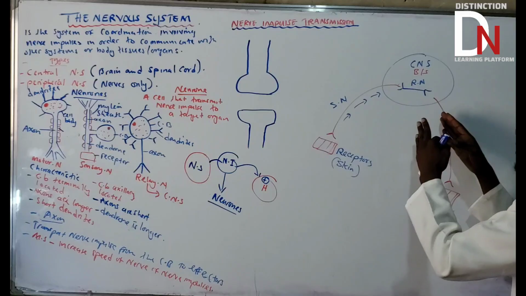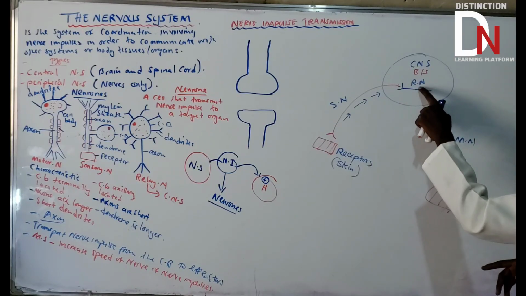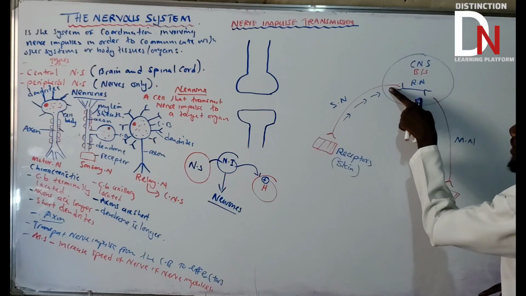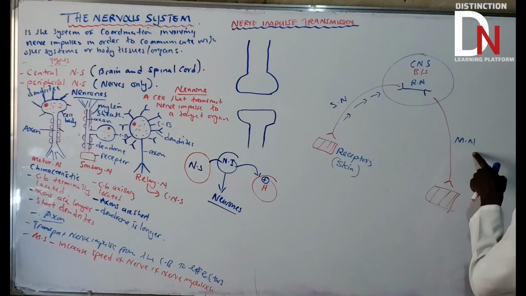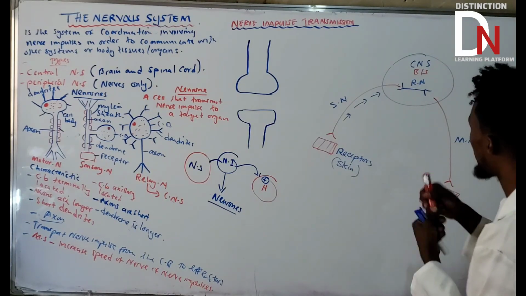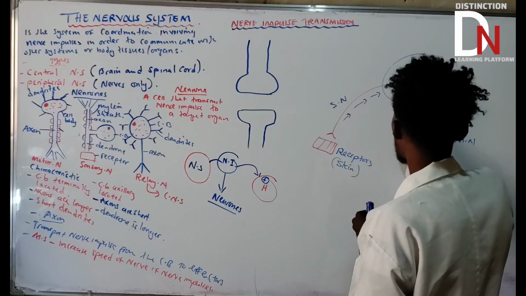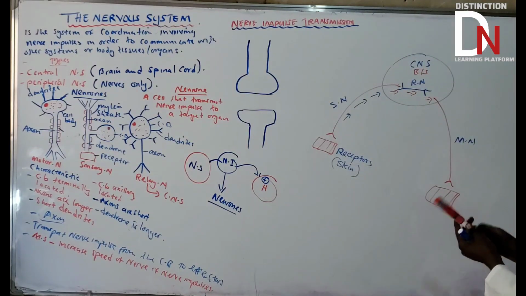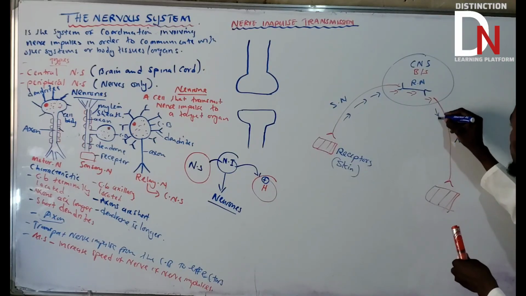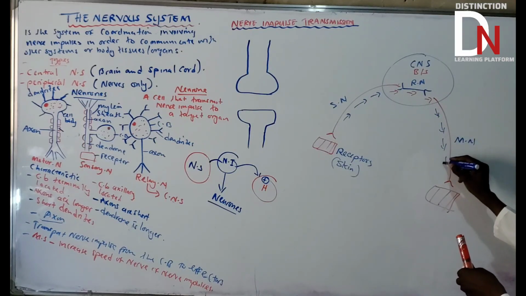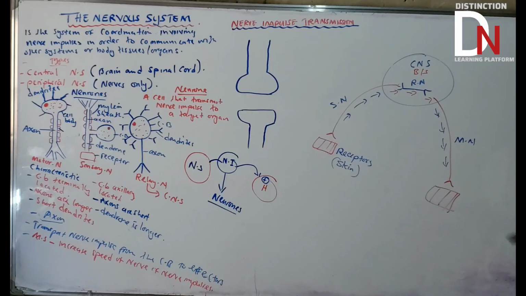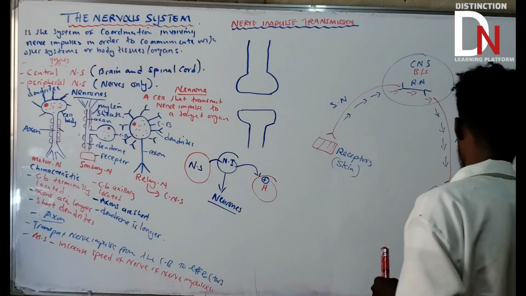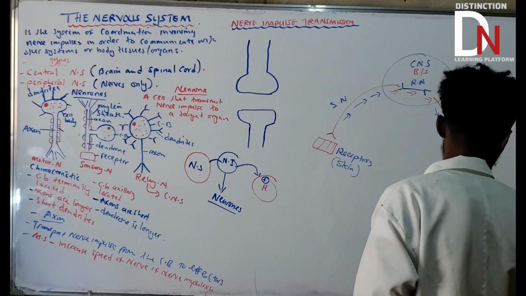Now, what is the function of the relay neuron? The relay neuron gets information from the sensory neuron and passes it to the motor neuron. The moment the information reaches the central nervous system, it passes on to the motor neuron. The motor neuron then carries information from the central nervous system to this part. What do we call this part? Not the receptors, but the effectors.